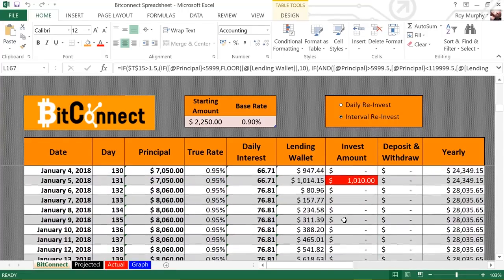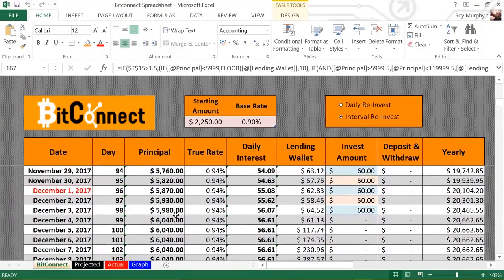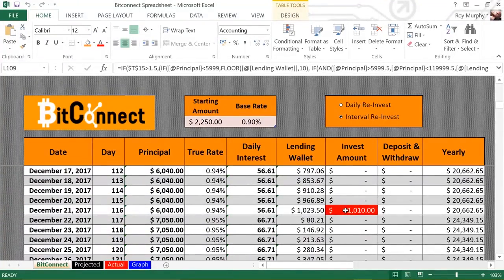So here, when we get to the $6,000 mark, so day 98.99, it tells me now to stop doing my $50 and $60 a day reinvests and let that accumulate. Once you let it accumulate, you can then do the 1010, which bumps you up to the next level. You then automatically, on that figure every single day, get an extra 0.1%. So this figure here, your true rate actually goes up. It goes up because it then calculates the base rate plus the extra incentive that you get to save.